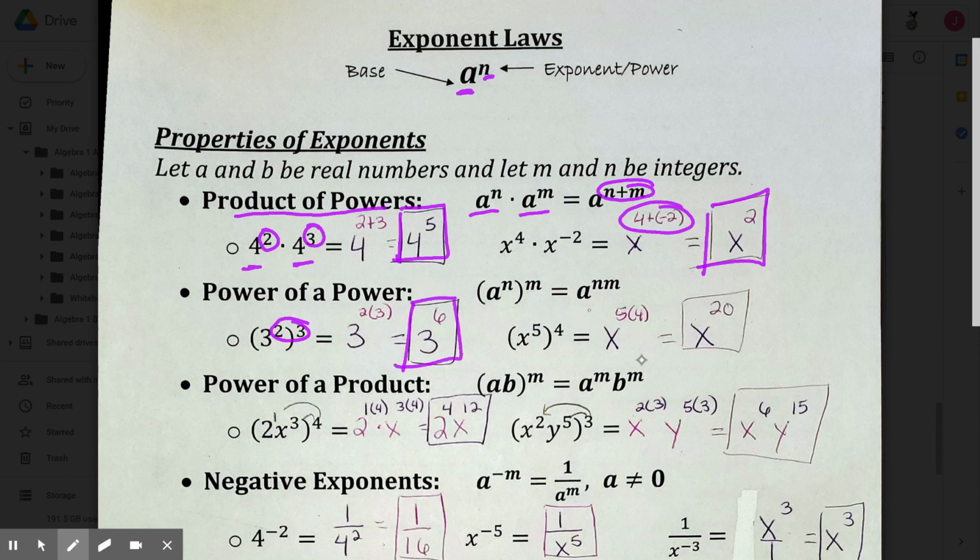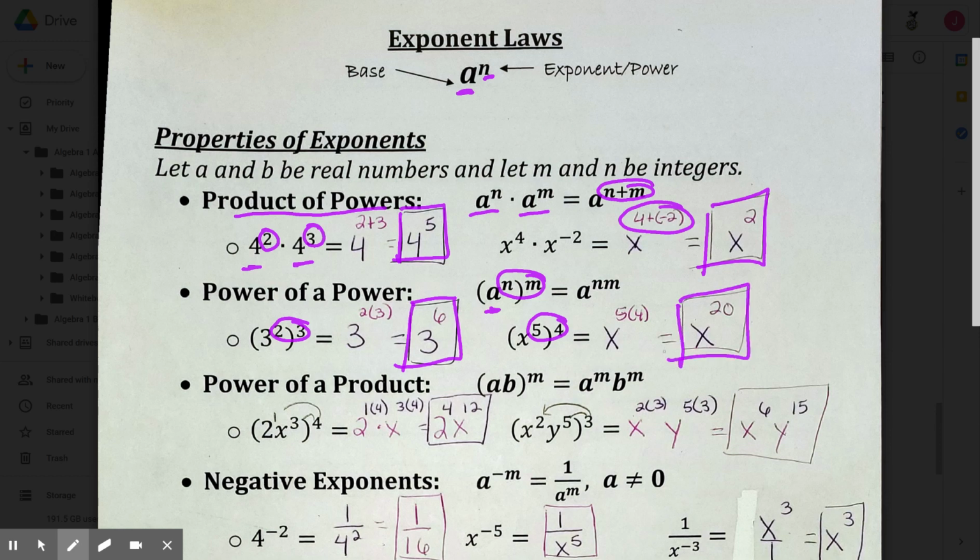Same thing can be done for our variable. So again, when you're keeping your base, you're multiplying both of your powers. So this one tells me I'm going to multiply 4 times 5. So x is my base. My exponent's 4 times 5, which gives me 20. So x to the 20th power.